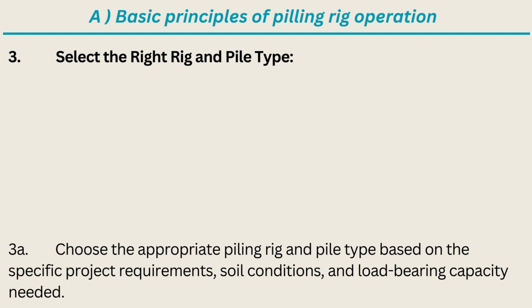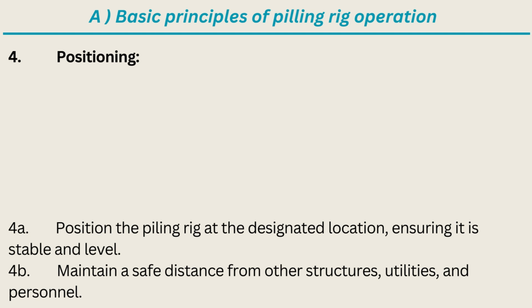3. Select the right rig and pile type. 3A. Choose the appropriate piling rig and pile type based on the specific project requirements, soil conditions, and load-bearing capacity needed. 4. Positioning. 4A. Position the piling rig at the designated location, ensuring it is stable and level. 4B. Maintain a safe distance from other structures, utilities, and personnel.